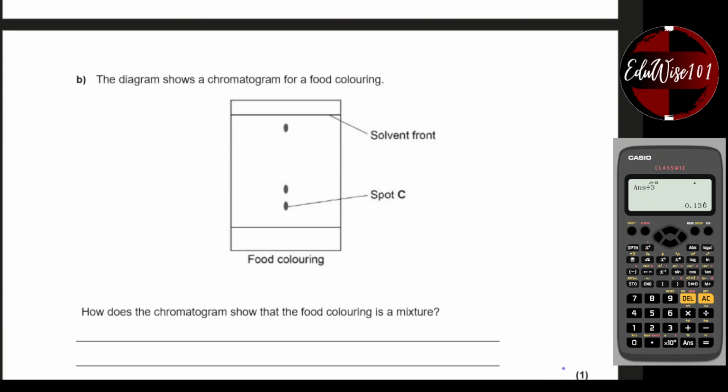Next question. The diagram shows a chromatogram of a food coloring. So here you have the food coloring, right? And spot C is what they're referring to here, and you've got 3 spots. The solvent front is the point up to which the liquid actually went up the filter paper. How does a chromatogram show that the food coloring is a mixture? How do you know that it's a mixture?